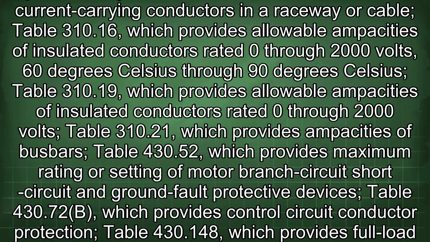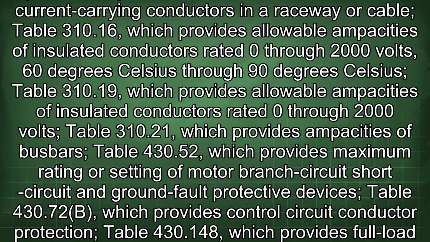310.15(B)(16), which provides allowable ampacities of insulated conductors rated up to and including 2000 volts, Table 310.15(B)(17), which provides adjustment factors for more than 3 current-carrying conductors in a raceway or cable, Table 310.16, which provides allowable ampacities of insulated conductors rated 0 through 2000 volts, 60 degrees Celsius through 90 degrees Celsius.